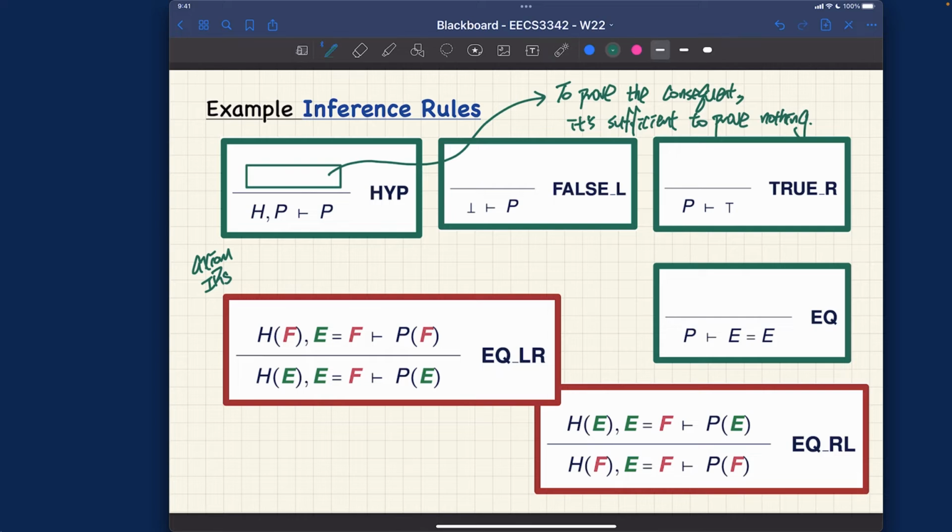Okay, i.e., consequent proved automatically. All right, so that's a very important recall about the definition. To prove the consequence, it is sufficient to prove nothing, right? That means the consequence is proved automatically, right? Very important remark.